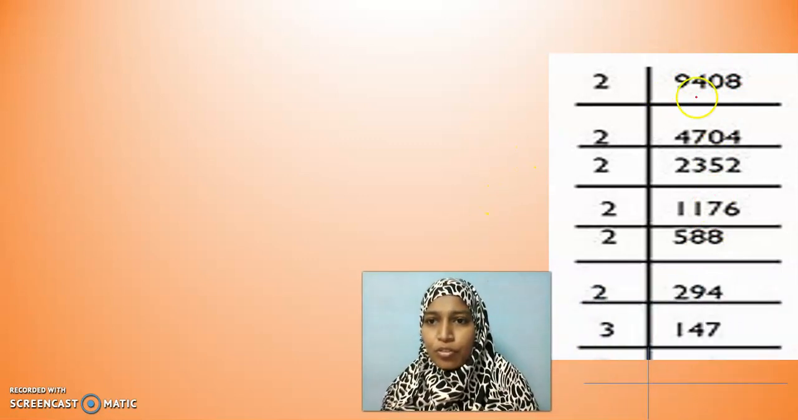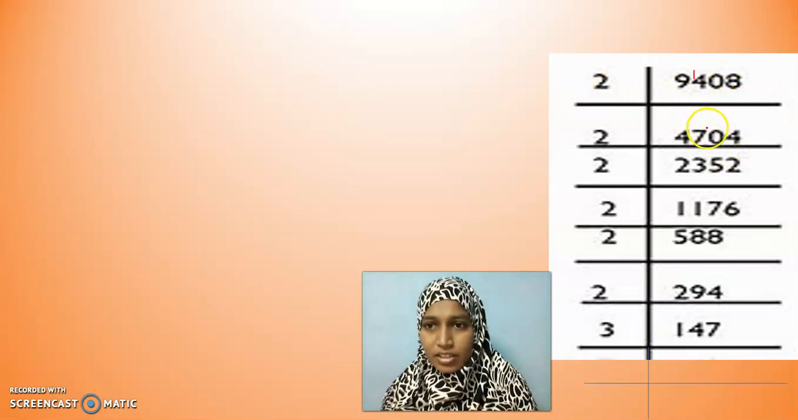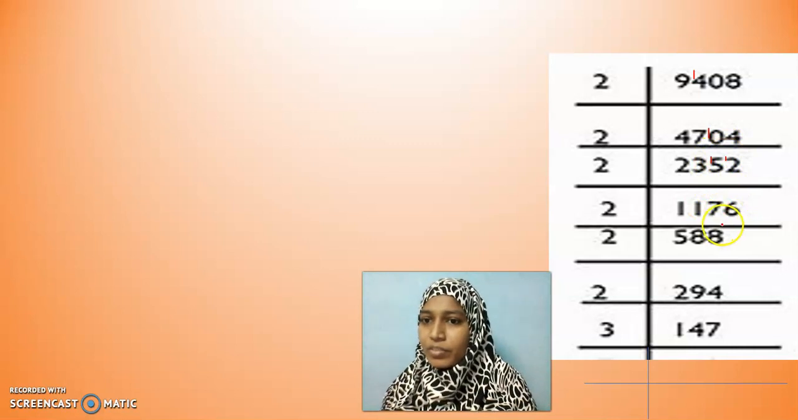Starting from 2. 4 2s are 8. 7 2s are 14. The 0 is not divisible by 2, so I have written it as it is, 0. 4 2s are 8. Again starting with 2. 2 2s are 4. 3 2s are 6. Carry 1, so 10. 5 2s are 10. 2 2s are 4. Again 2. 1 2 is 2. 1 2 is 2. Carry 1. 7 2s are 14. Carry 1. 6 2s are 12. Is it clear?